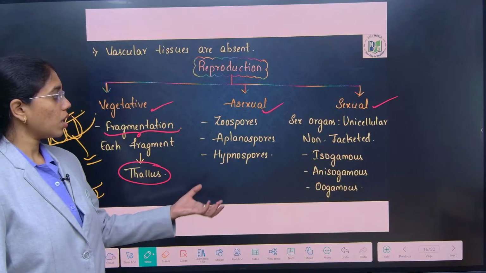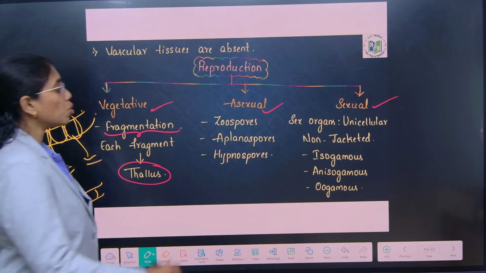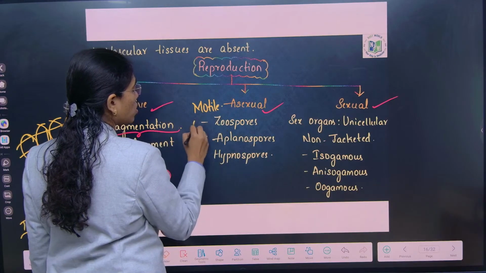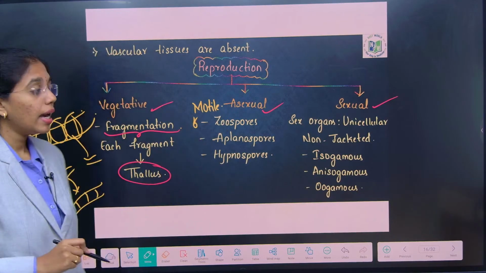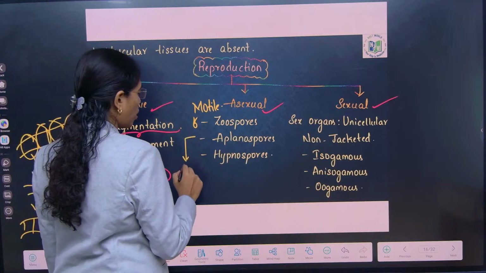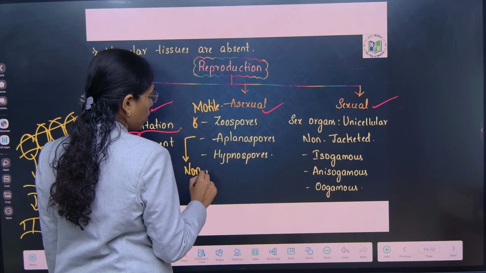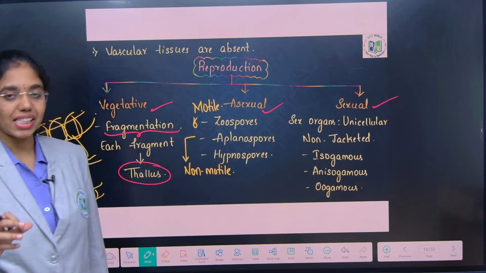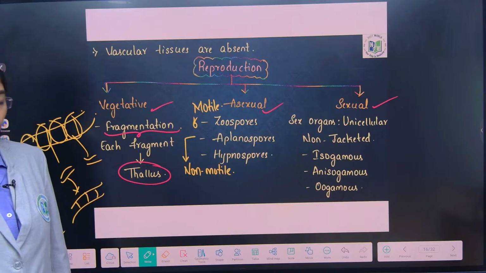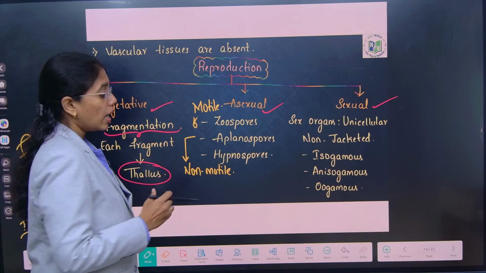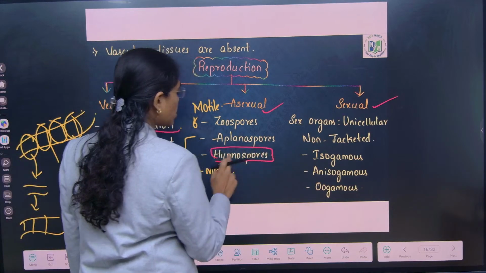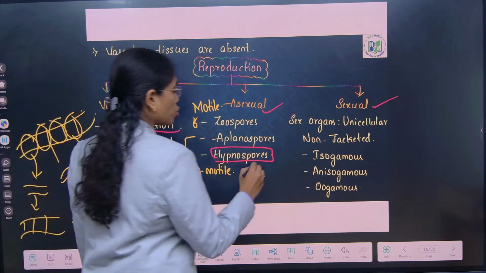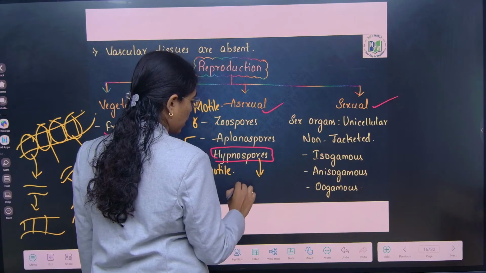Asexual reproduction is via spores. Zoospores are motile asexual spores which are flagellated. Aplanospores are non-motile asexual spores, their movement is facilitated by water bodies or water currents. Hypnospores are the spores which are released during unfavorable conditions.